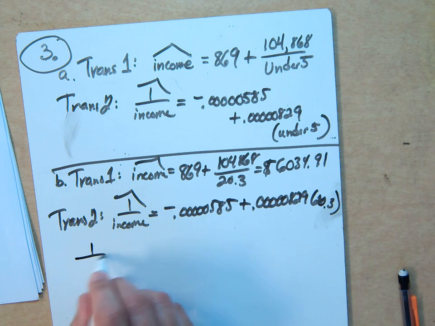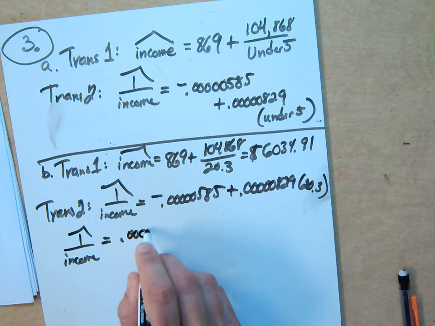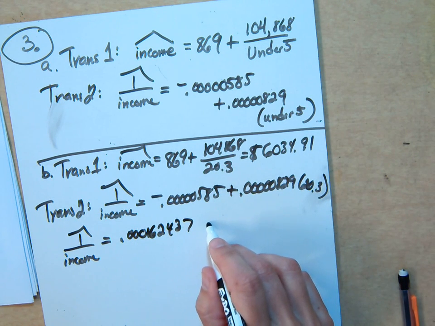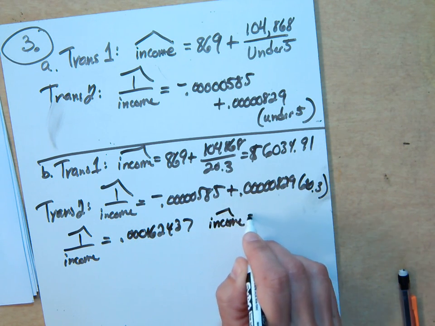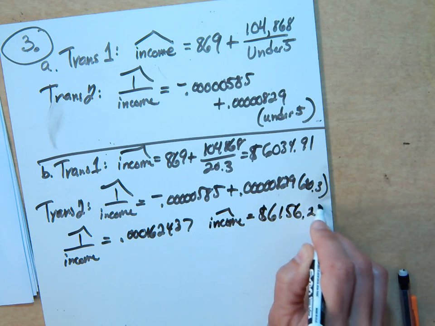So solving for that, 1 over income equals 0.000162437, and then just take the reciprocal to find the income. So the income equals 6,156.23.